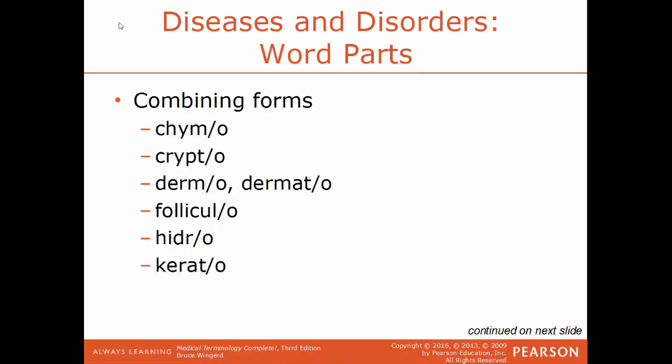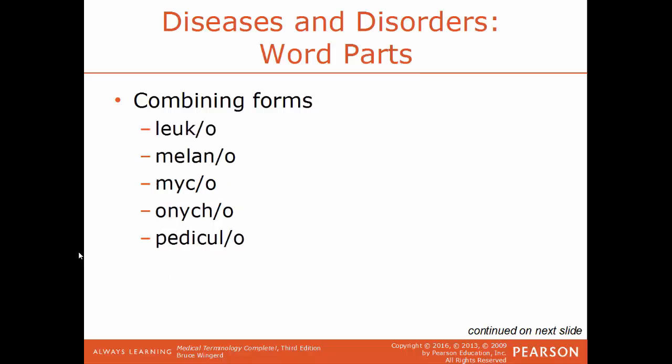Okay, some other combining forms. The first one, chymo. Chymo is reference to pour, or to pour a liquid. Crypto means hidden. Dermo, or dermato, is a reference to the skin. Folliculo is a reference to a follicle, like a hair follicle. Hydro is a reference to sweat or sweating. And kerato is a reference to keratin, which is a very hard, tough substance.